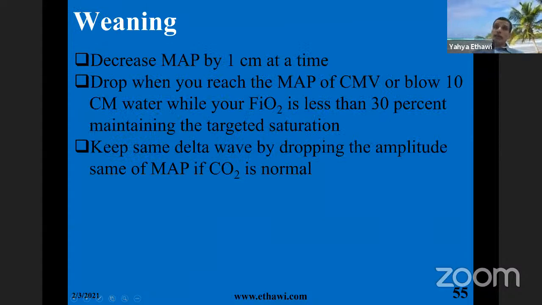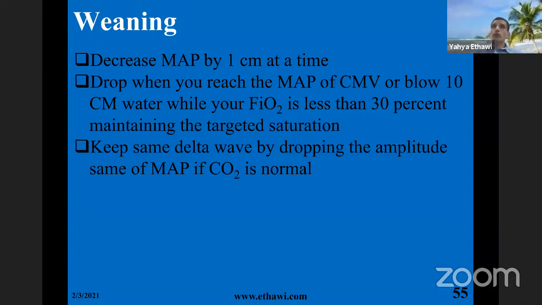So if you ventilate and you're happy now, you want to start weaning. If you want to wean, you start to wean your mean airway pressure by 1 centimeter at a time. If your CO2 is high, then you need to keep your amplitude the same to increase your delta wave. If your CO2 is normal, then you need to wean the amplitude while you're weaning the MAP by 1:1 to keep the same delta wave. If your CO2 is low, then you need to wean your amplitude double the weaning of MAP.